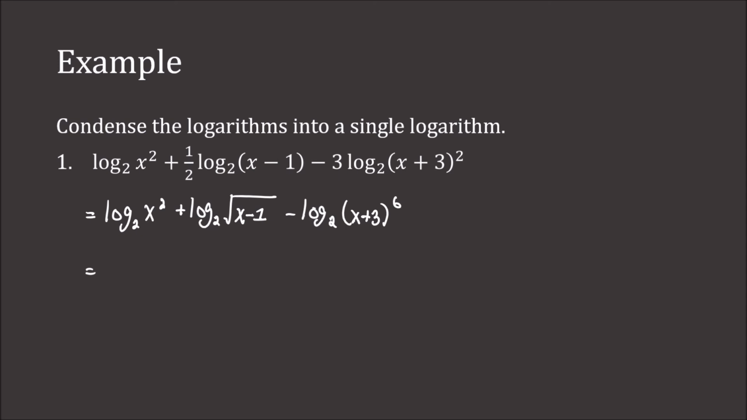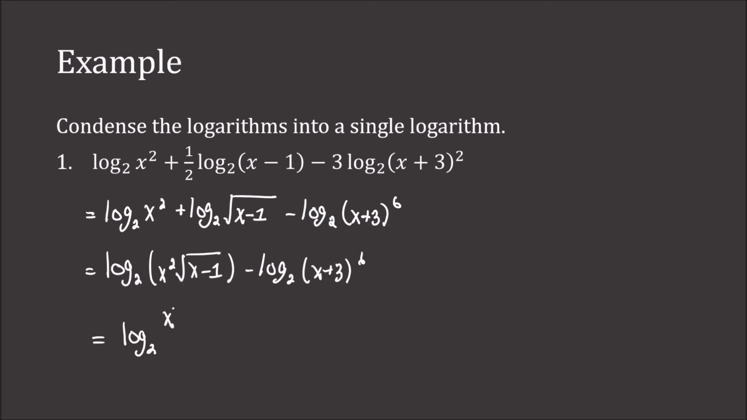Let's do a law next. So we have log base 2 of x squared times the square root of x minus 1. And now we have a quotient. And so we'll have log base 2 of x squared times the square root of x minus 1, all over x plus 3 to the 6th.